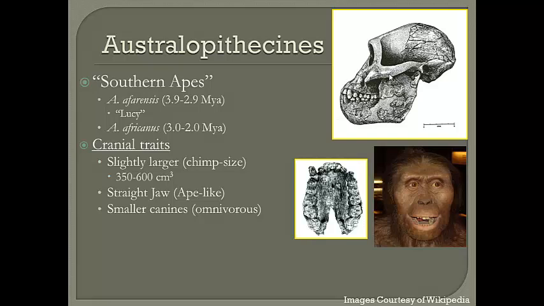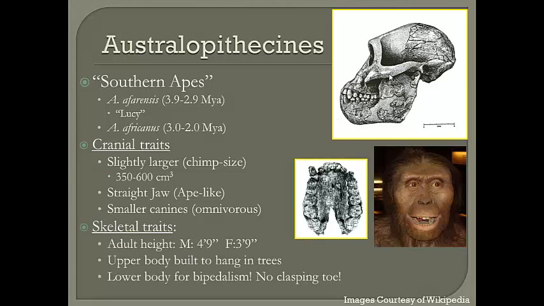The species is bigger. Isn't it so great? My little baby's growing up. She's grown a whole 9 inches. This is fantastic. But no more can she swing from the trees because we've lost that grasping toe. We've become more bipedal. But the upper body is still strong and can climb up in the trees.